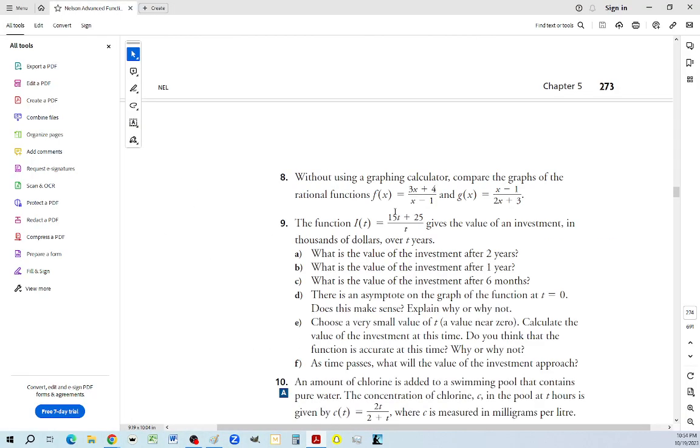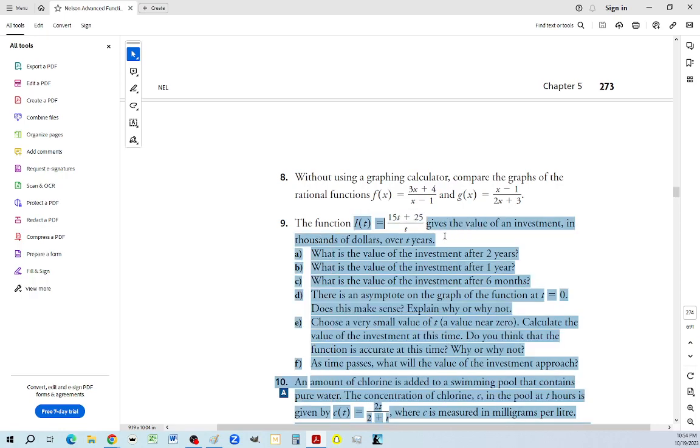Without using a graph calculator, compare these graphs. So this has a horizontal asymptote of 3. This has a horizontal asymptote of 1/2. This has a vertical asymptote at x equals 1. This has a vertical asymptote at -3/2. That's about it. They're not that similar.